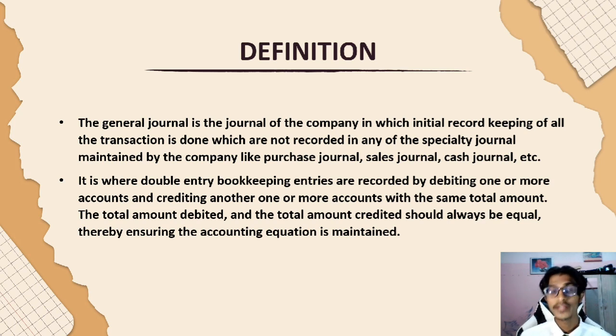It is where double entry bookkeeping entries are recorded by debiting one or more accounts and crediting another one or more accounts with the same total amount. The total amount debited and the total amount credited should always be equal, thereby ensuring the accounting equation is maintained.